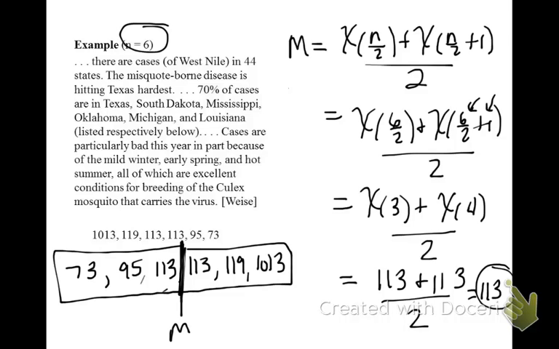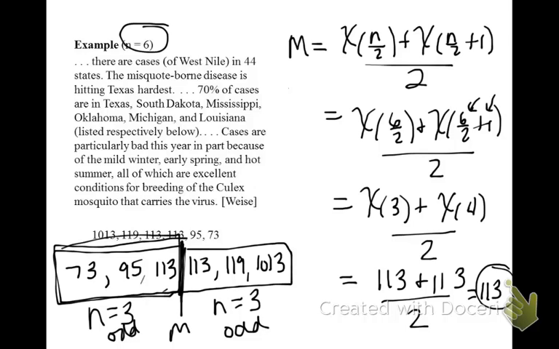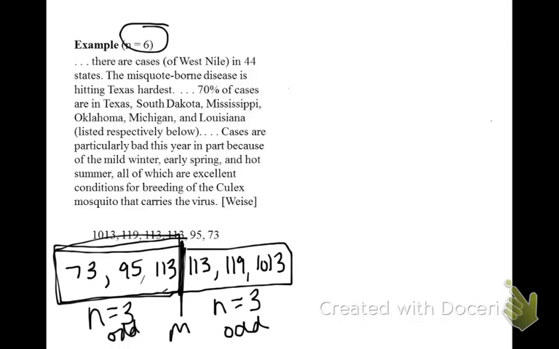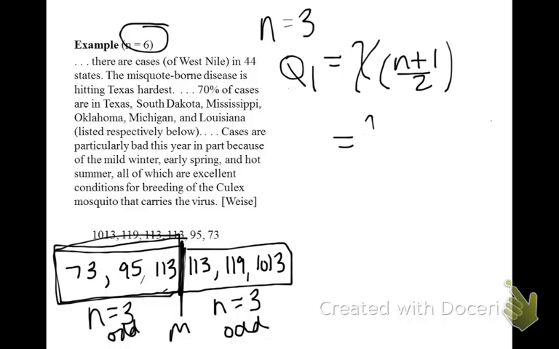You now have a new sample size. In the lower box, there are only 3 numbers, and this is odd. And in the upper box, again, there's only 3 numbers, which is odd. You now want to get the median for the smaller box, and the median of these 3 numbers is what we call quartile 1. So using a new n of 3, odd, our first quartile still uses the median formula, but for odd amount of observations. So I'm going to plug in 3.